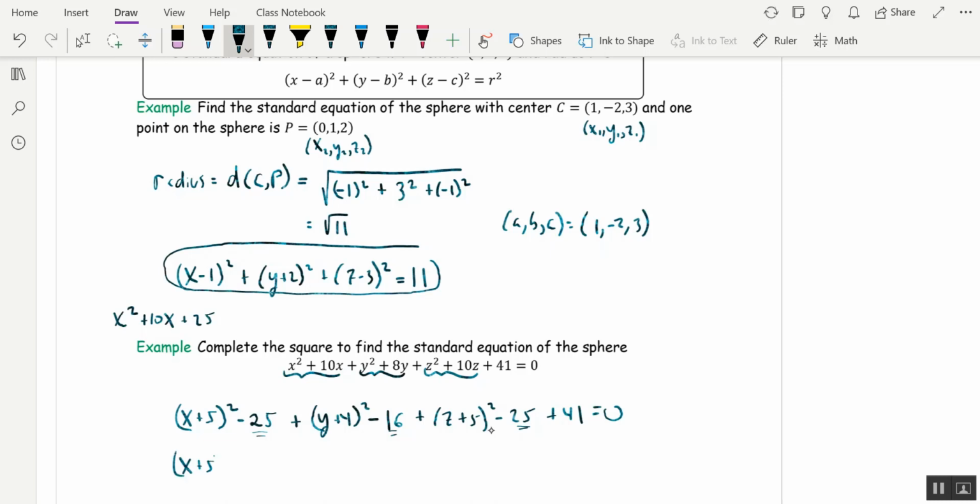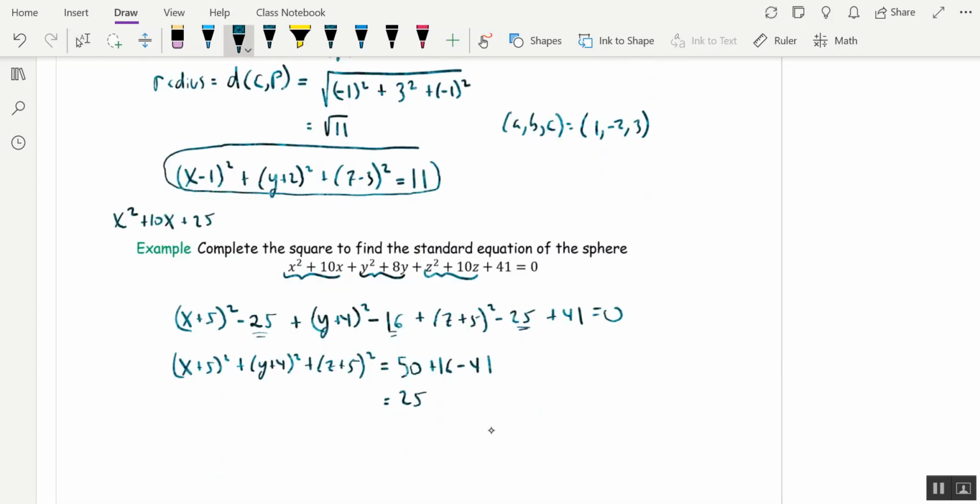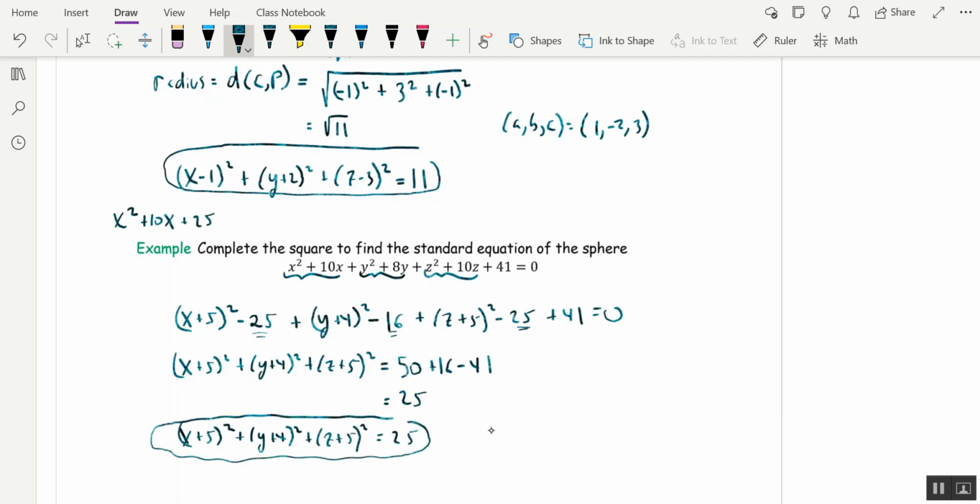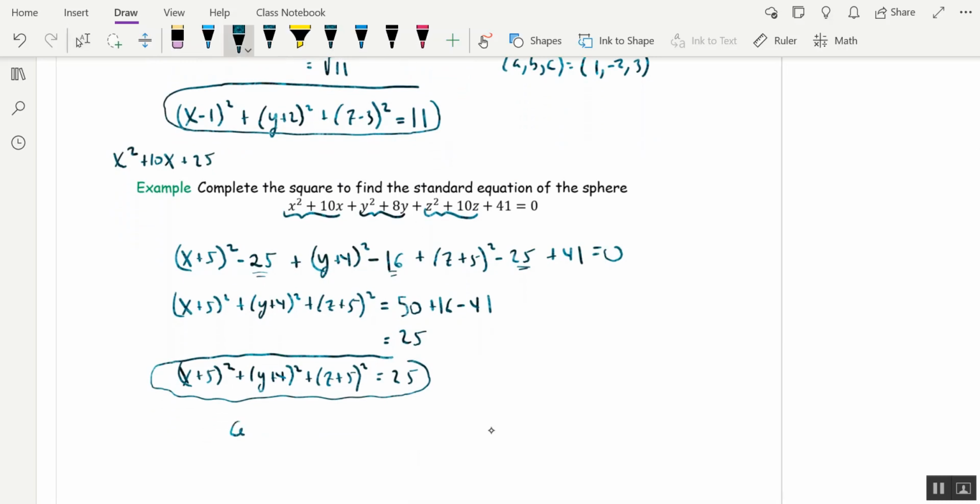All right, now move the constants to the other side. So we have (x plus 5) squared plus (y plus 4) squared plus (z plus 5) squared is, I'm going to have a positive 25, a positive 16, and a negative 41, and that's 25. So now my standard equation is (x plus 5) squared plus (y plus 4) squared plus (z plus 5) squared equals 25. All right, and I wasn't asked, but I can see now that the center of the sphere is at (negative 5, negative 4, negative 5), and the radius is 5.